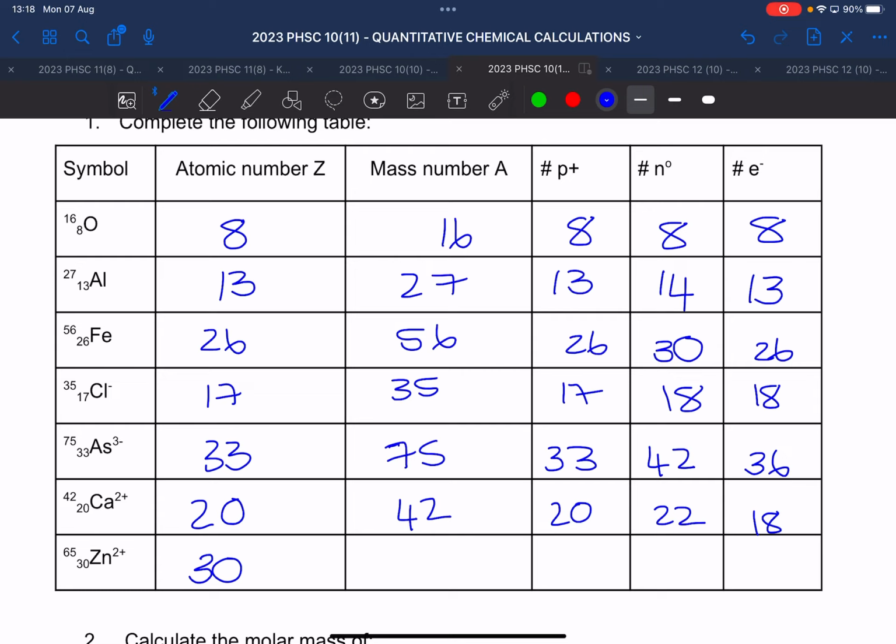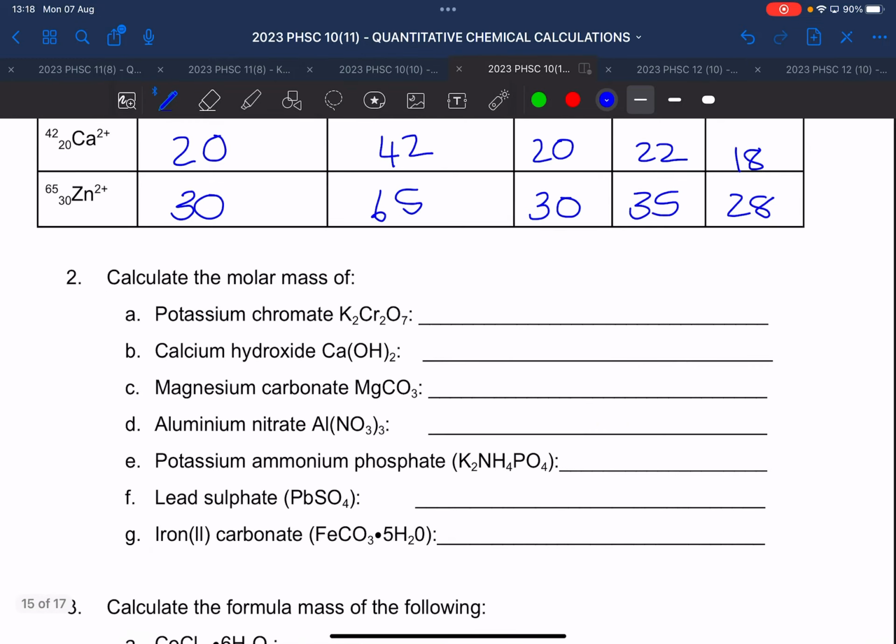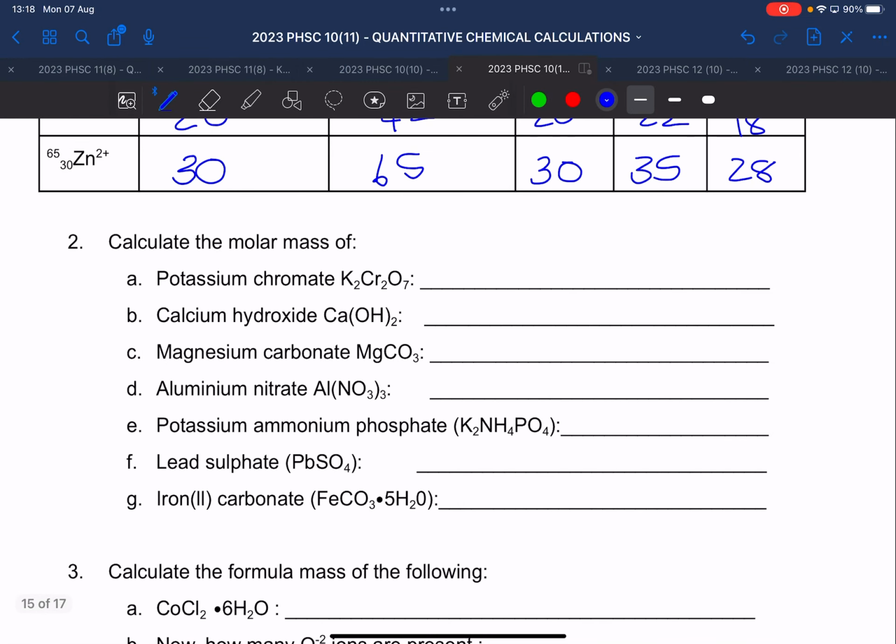30. Mass, 65. Protons, neutrons. And number of electrons? 28. Why? Okay, then you have to calculate the molar mass. Now what I want you to do, Tepo, you're going to do a whole one.